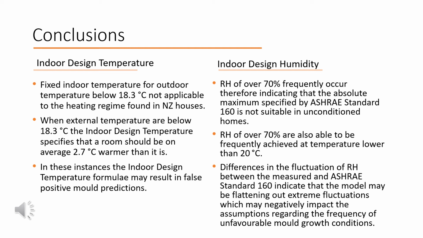When looking at indoor design humidity, the maximum of 70% relative humidity was frequently exceeded, indicating that this standard may not be suitable for unconditioned houses. And the analysis also showed that a relative humidity of 70% is also able to be achieved frequently when temperatures are below the 20 degrees that is indicated in ASHRAE Standard 160. Furthermore, the differences in the fluctuation of the relative humidity further indicated that the ASHRAE Standard 160 could be flattening out extreme fluctuations in relative humidities, which may negatively impact the assumptions of the frequency of unfavorable mold growth conditions.